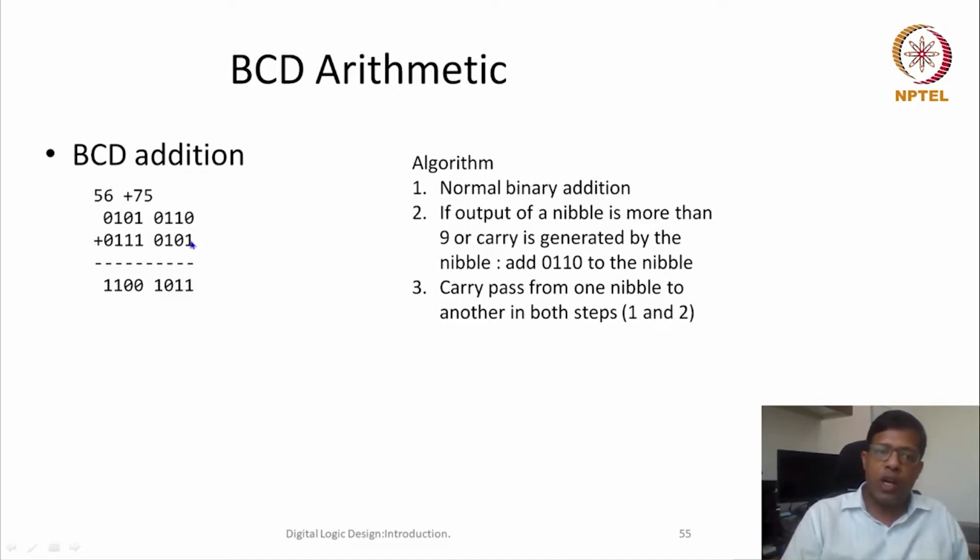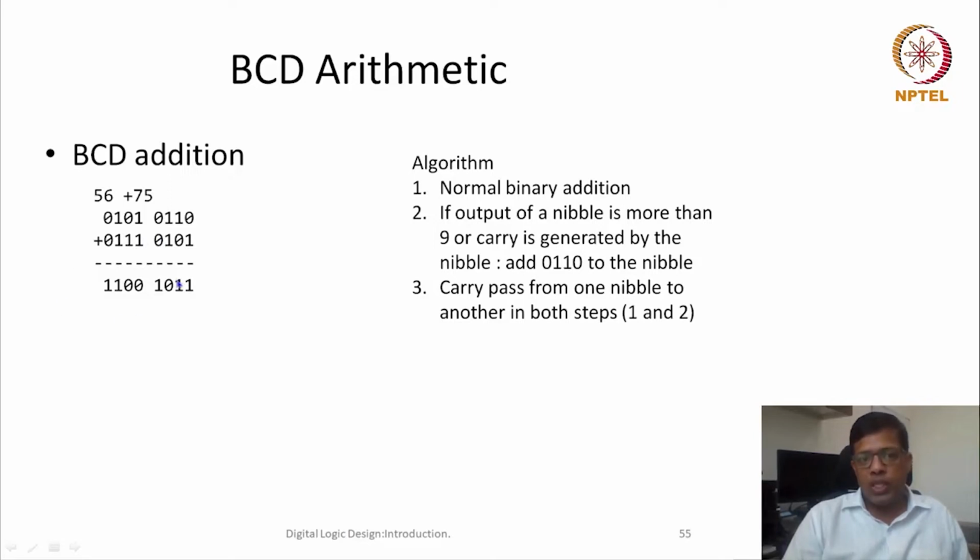So 1 plus 0 becomes 1, again 1 plus 0 becomes 1, 1 plus 1 becomes 0 with a carry of 1, and that carry comes here. Now similarly 1 plus 1 is 0, carry of 1, 1 plus 1 is 0, carry of 1, and 1 plus 1 plus 1 is 1 with a carry of 1, and the carry comes here.